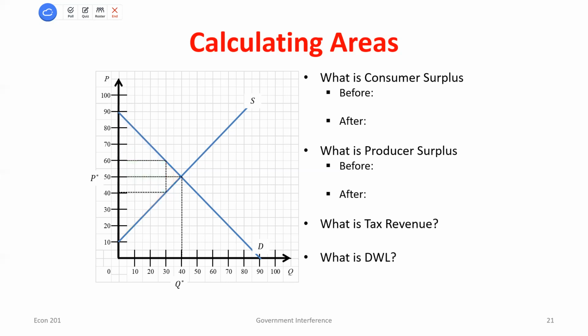So before, consumer surplus would have been this entire triangle, right? When we had this market equilibrium. After the tax is imposed and consumers now pay this higher price, we see a slight decline in consumer surplus.